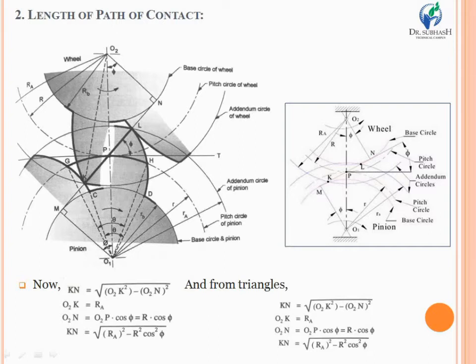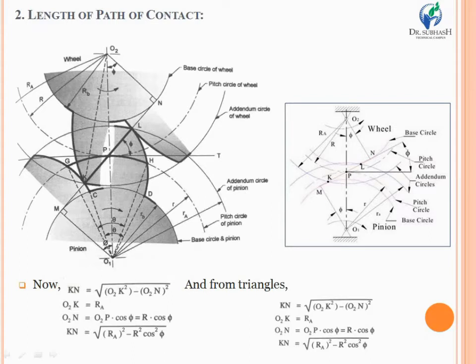Of course, O1P is equal to the small radius r, so O1P is replaced by small r. If you replace and simplify, you will have O1M equal to r cos phi. Similarly, the radius of the base circle of the wheel, O2N, is calculated as O2N equal to O2P into cos phi. Once again, O2N is equal to R cos phi.